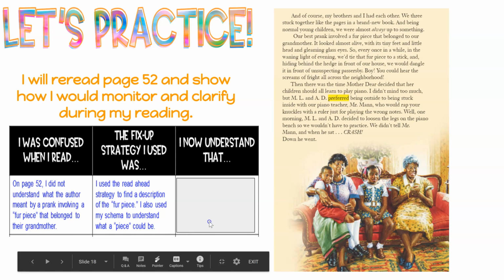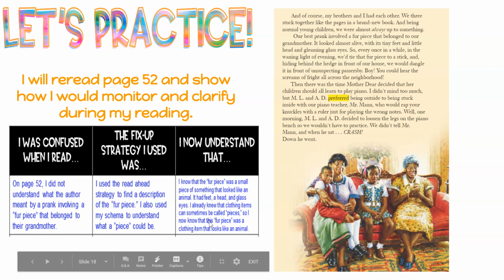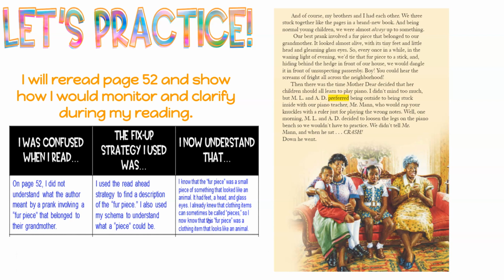Putting all of this information together, I now understand that the fur piece was a small piece of something that looked like an animal. It had feet, a head, and glass eyes. I already knew that clothing items can sometimes be called pieces. So I now know that this fur piece was a clothing item that looked like an animal. Wow, that was a great way to use our monitor and clarify.